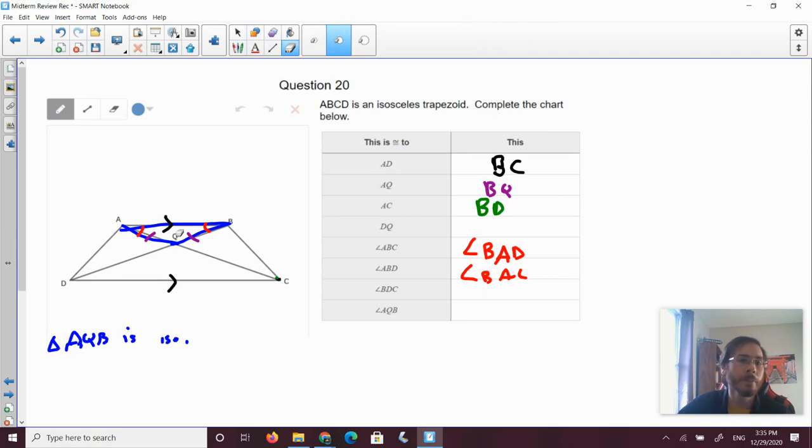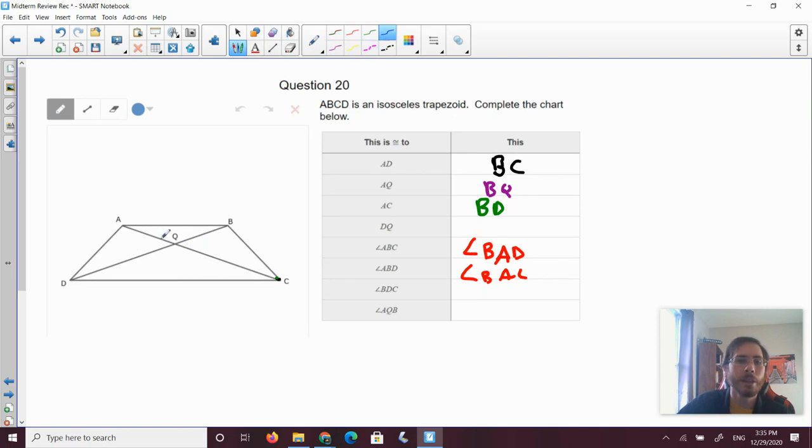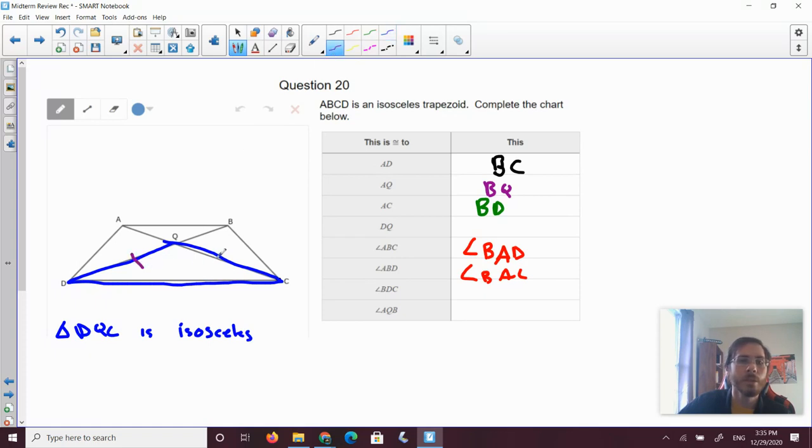So I'm going to erase this one because we got kind of everything that we could get from our isosceles triangle here. But remember, the cool thing is it makes also an isosceles triangle on the bottom. So triangle DQC is also an isosceles triangle, which means these two sides are the same, and those two angles are the same. So DQ and QC have to be the same. I see a DQ, so I know it's the same as QC.